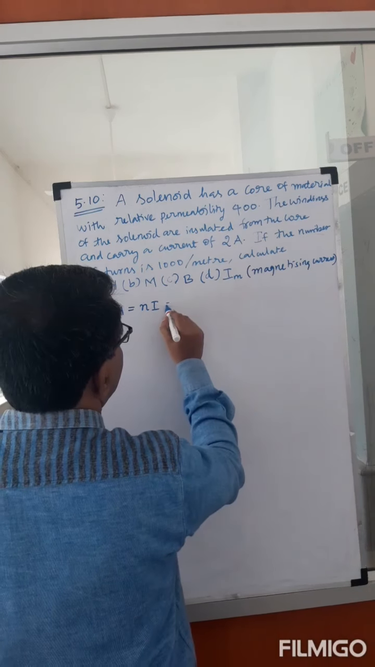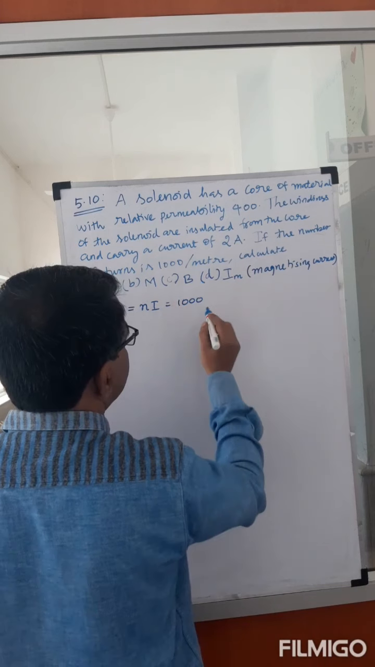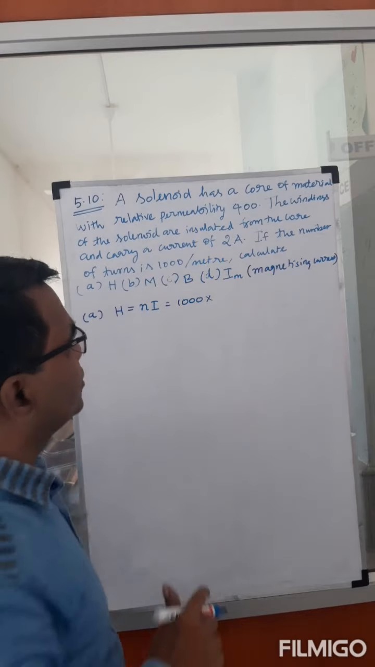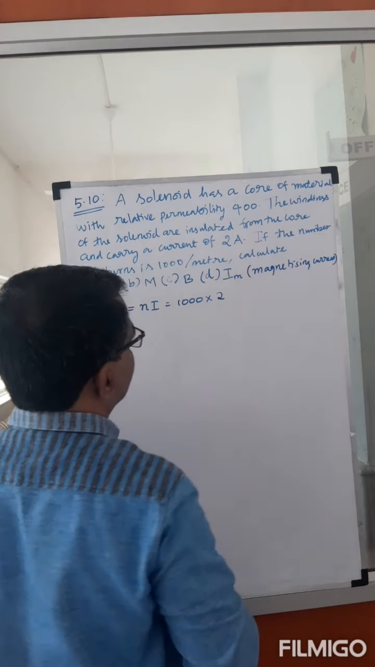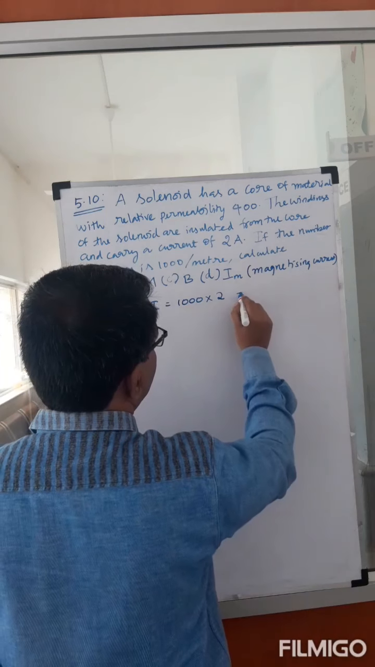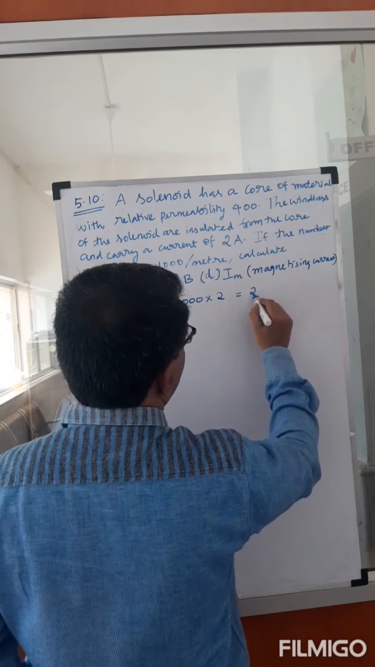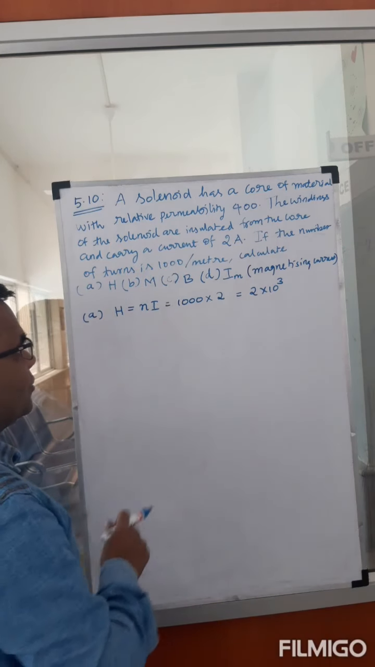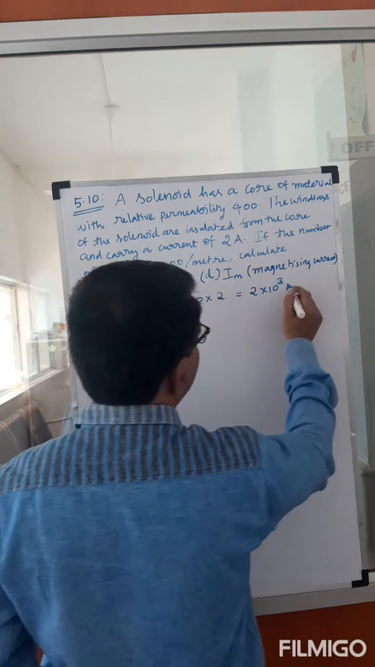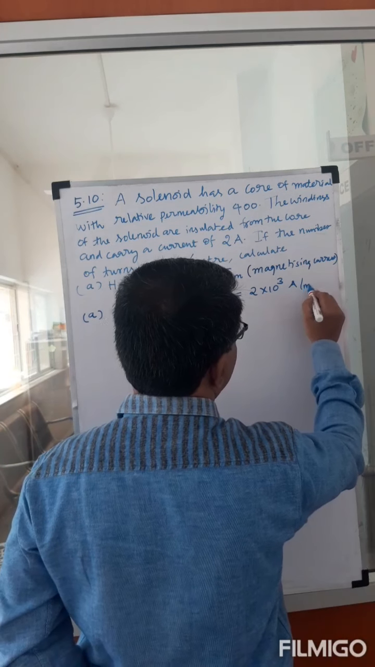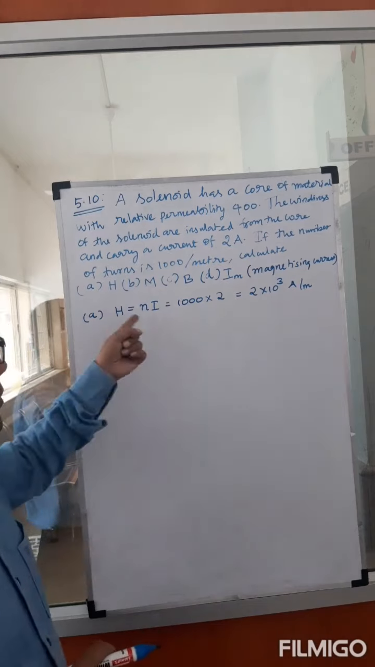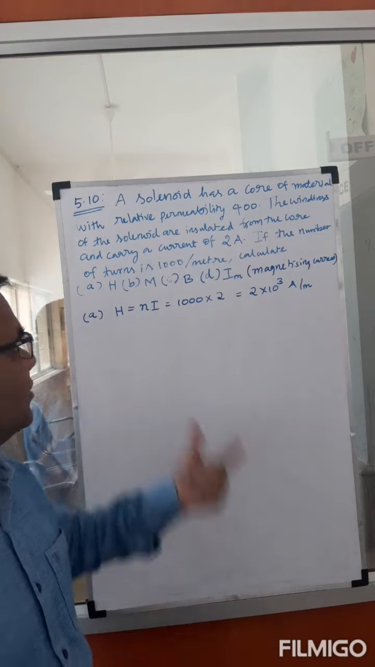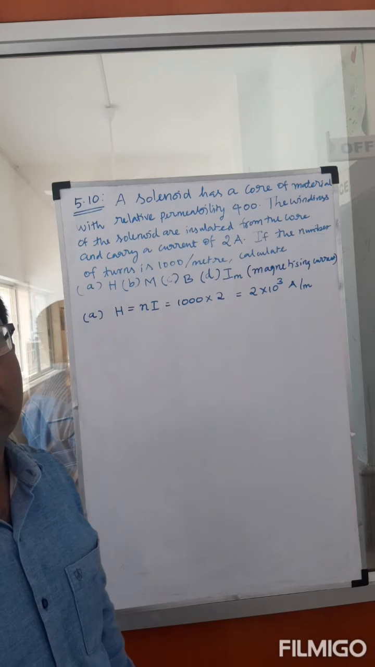So this is going to be 1000 turns per meter multiplied by I. The current flowing through the solenoid is 2. So this is going to be equal to 2 into 10 power 3. What's the unit? It's going to be ampere per meter. Number of turns per meter, and the current I is amperes. So 2 into 10 power 3 ampere per meter. So that's the field intensity.